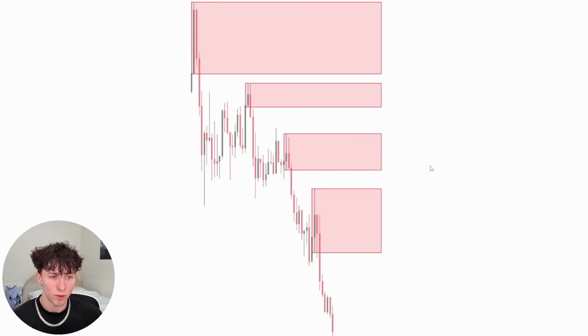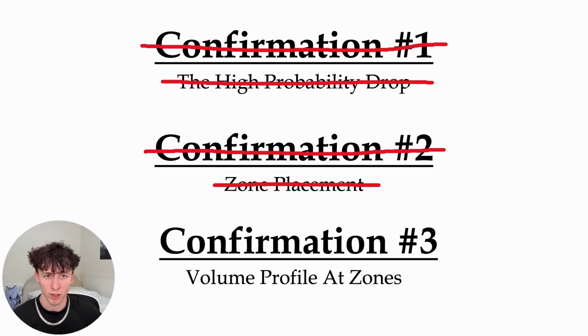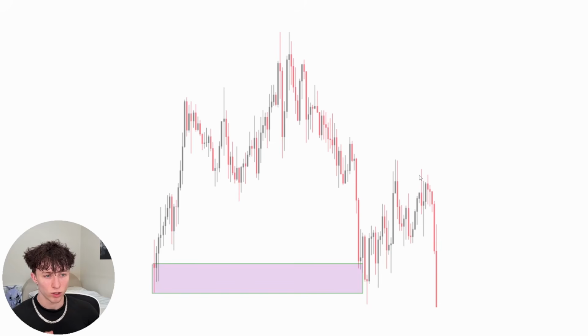Now, the third confirmation is the rejection that we get from the zone itself. Now, I'm not going to spend too long on this because the concept itself is fairly simple, but it is one of the most, if not the most important thing when we actually take our supply and demand setup. If your zone doesn't produce a convincing reaction, then that is a huge warning sign. Once again, at the end of the day, all we're doing is piggybacking off of institutional buying and selling.